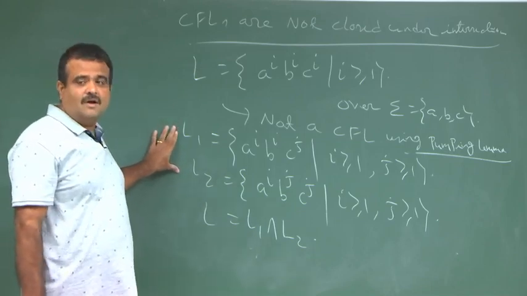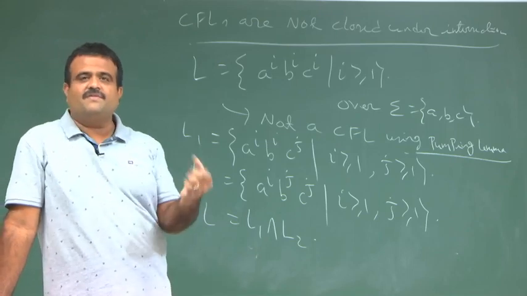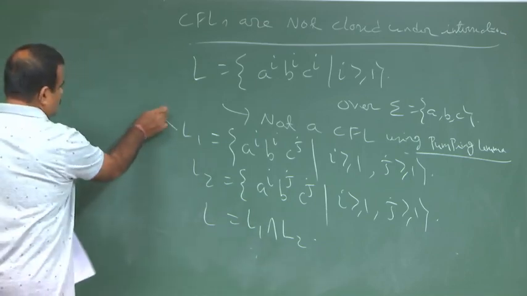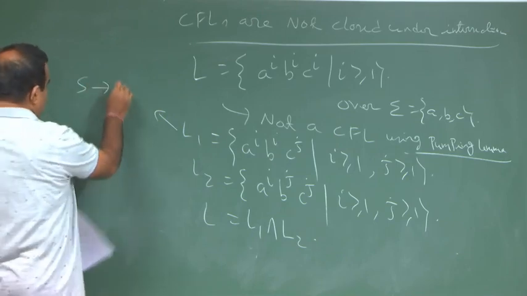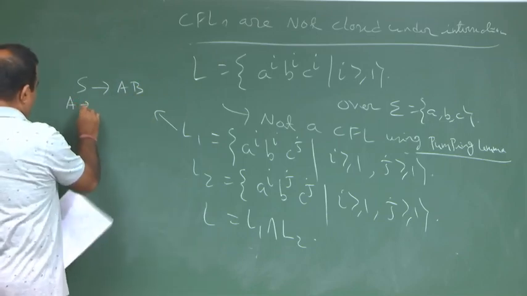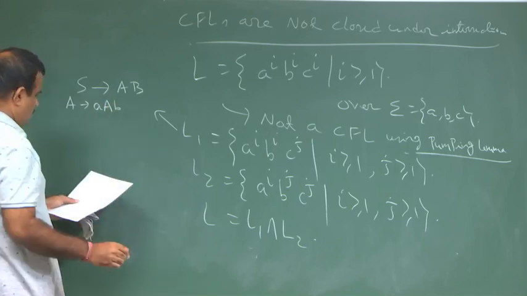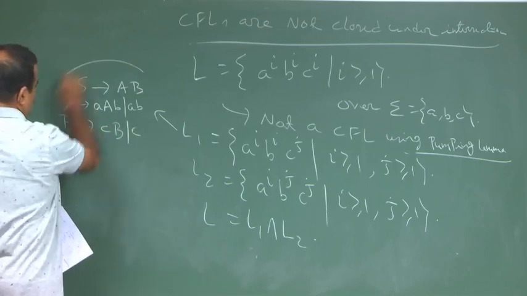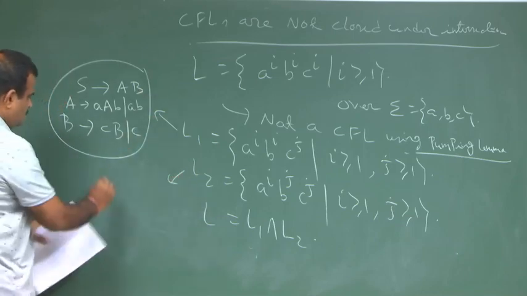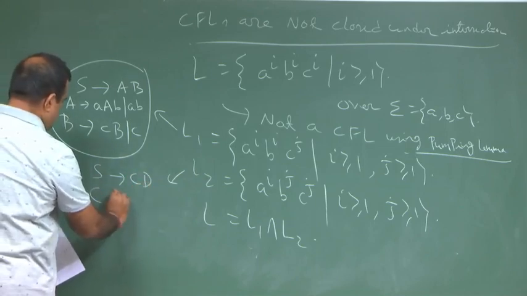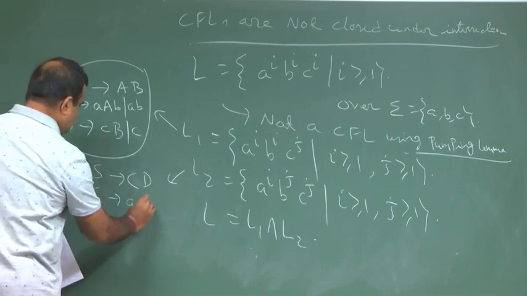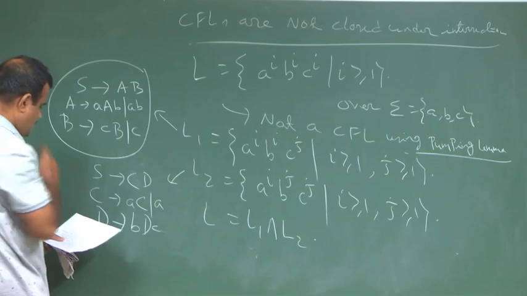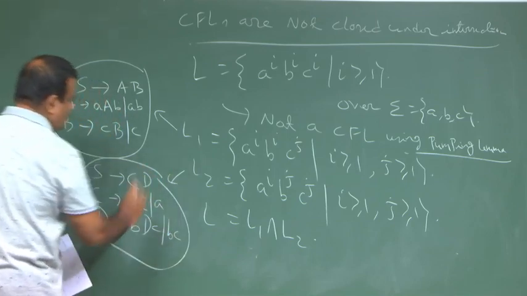Now, these two are CFLs. How to prove that? To show that, we need to create a grammar. If a language is a CFL, we have a context free grammar which can generate it. So let us construct a grammar for L1. S goes to AB, A goes to aAb or ab, and B goes to cB or c. So this is the grammar for L1. And what is the grammar for L2? S goes to CD, capital C goes to aC or a, and D goes to bDc or bc. So this is the grammar corresponding to L2.